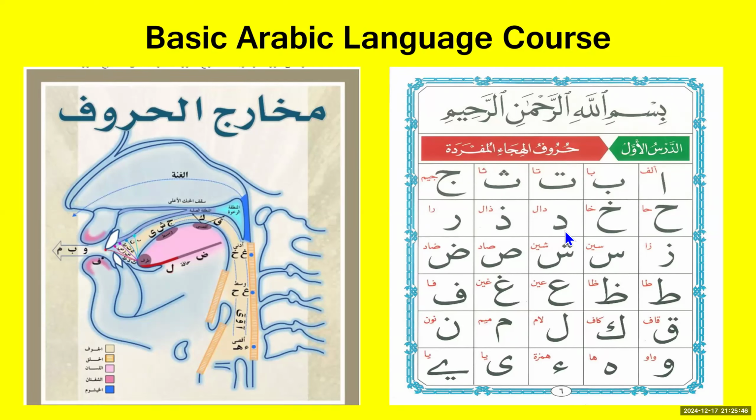Today's lesson, we are going to take 4 letters. This is the 8th letter, 9th letter, 10th letter, and 11th letter. These are the 11 letters. 4 letters we are going to read today. And with this, the total count of letters reaches 11.